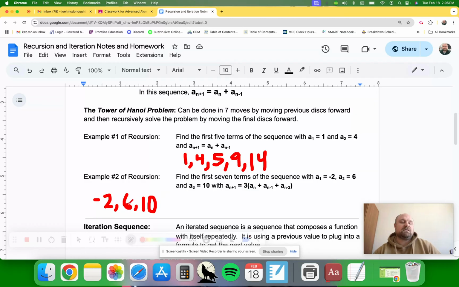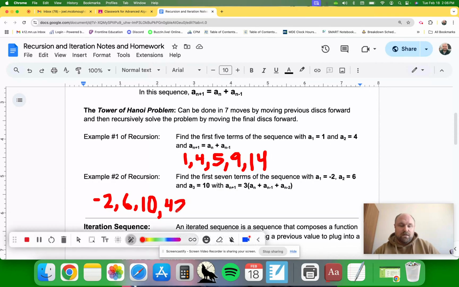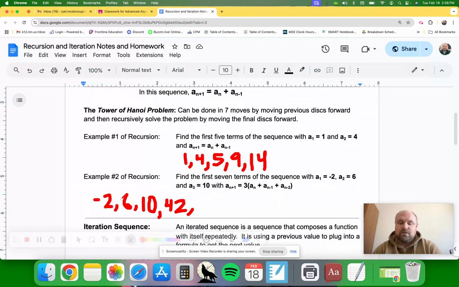So 10 plus 6 is 16. 16 plus -2 is 14. 14 times 3 is 42. Every time I get a new term, that's considered my previous term for my next one. So that's 42. Now I go to my next term. You take the previous 3 terms, so these 3, and add them together. So 42 plus 10 is 52. 52 plus 6 is 58. And then I would take 58 and multiply that by 3. So that would give me 174, and that would be my next term.